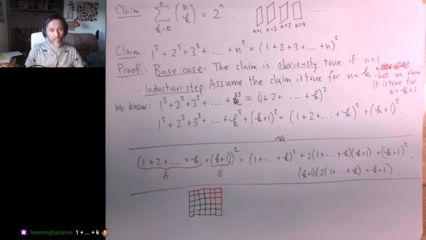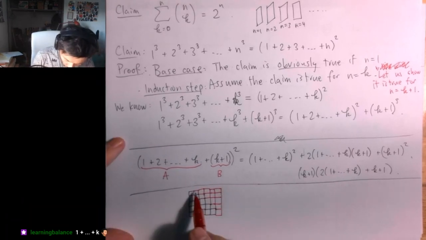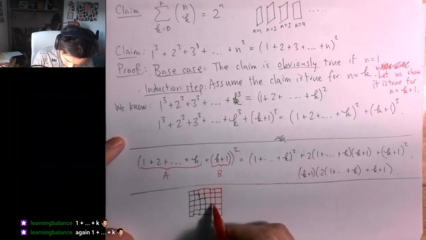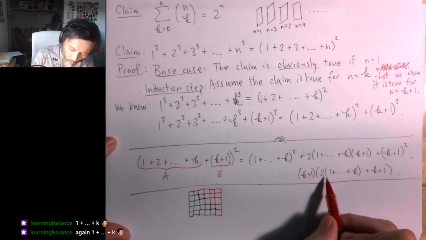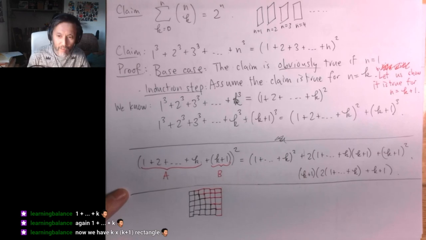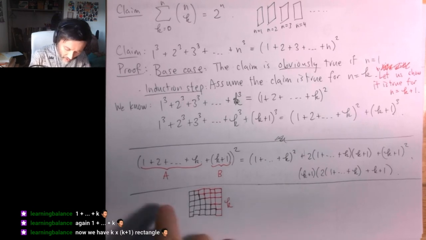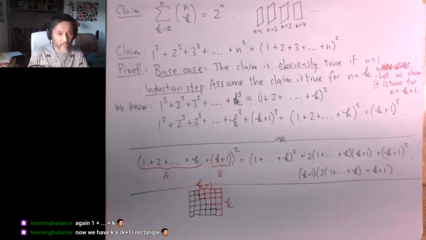So how many red blocks are there? Again. Here's one. 1 plus 2 plus 3 plus 4 plus k, right. So this is 2 times 1 plus 2 plus all the way up to k. That's 2 times it. Now, what is the side length here, please? This side length is k. There are k squares on that side. And what's the side length up here? There are k plus 1 squares on that side.